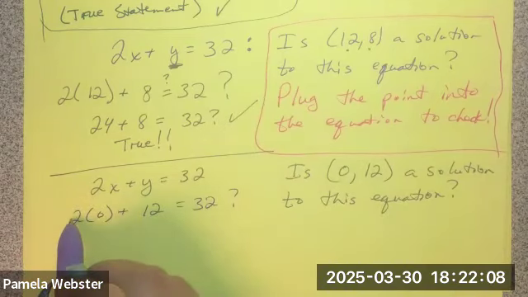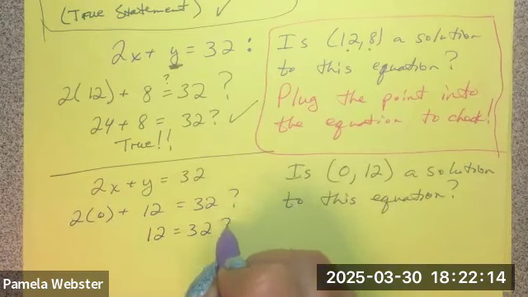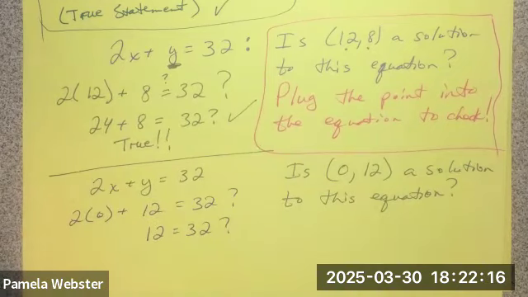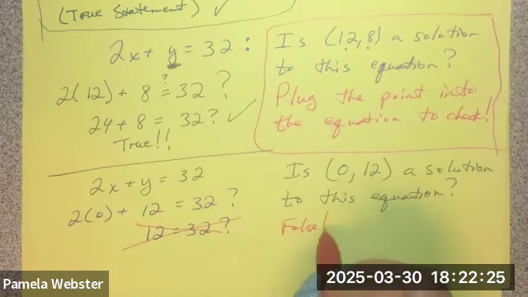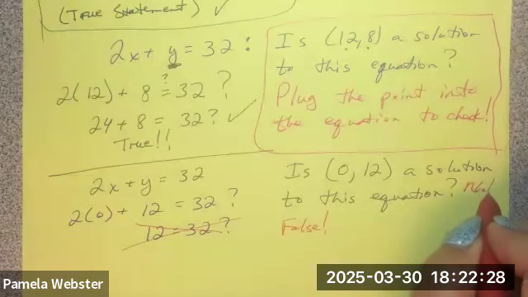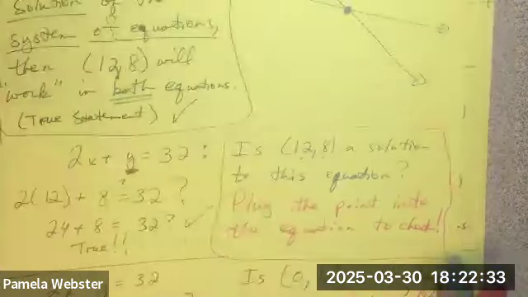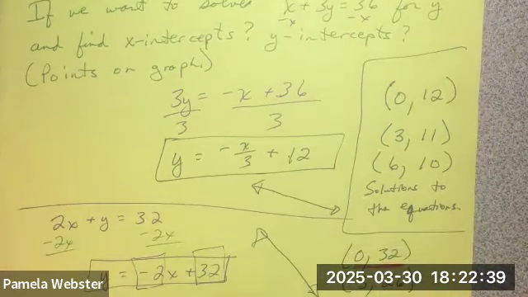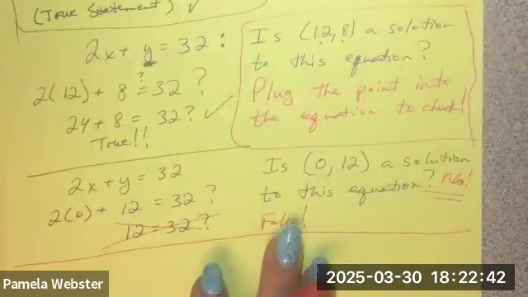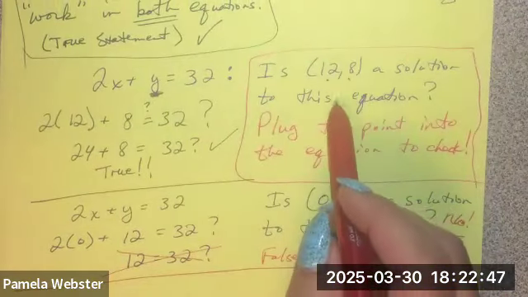So put it in and say, oh, 2 times 0, that's 0. 0 plus 12, that's 12, equals 32. Is that true? No, Dr. Webster, it's not true. That is not a true statement. That is false. So the answer is no. I knew already that (0, 12) wasn't going to work there because for that equation I have (0, 32) as a point, right? That was its y-intercept. But just in case, we can always check. So this point, (12, 8), sure enough, it's a solution to this equation.